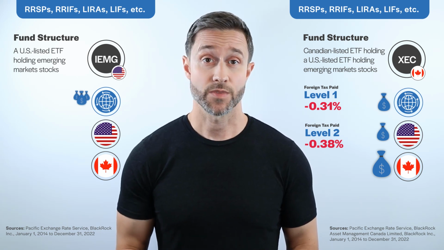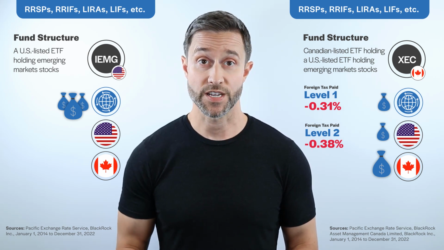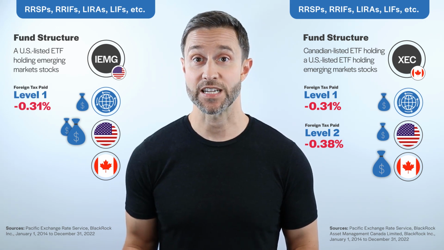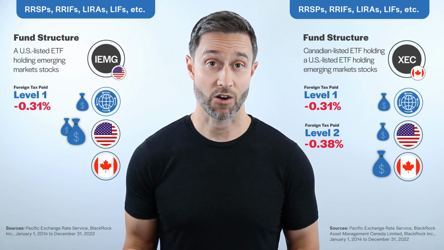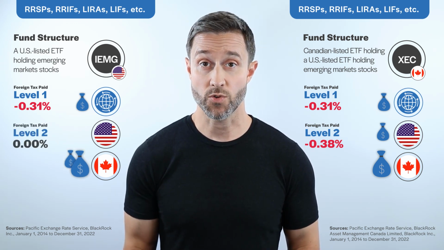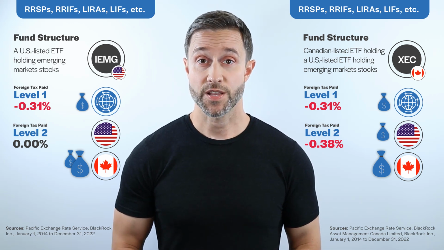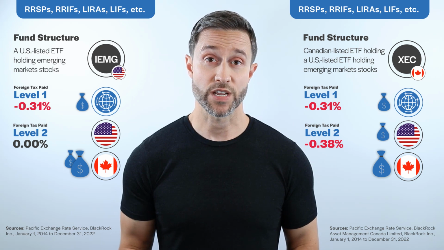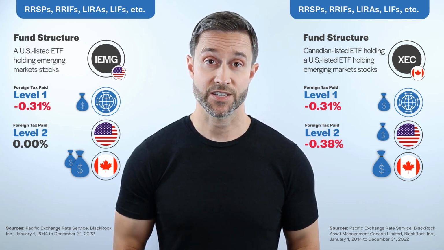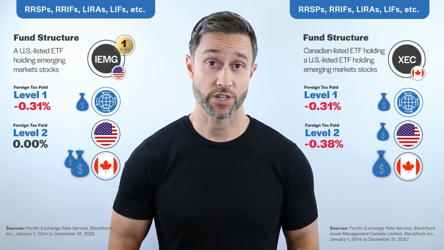In contrast, US-listed emerging markets equity ETFs, like IEMG or VWO, still incur the first level of withholding tax when the foreign companies pay dividends to the US. However, this structure is exempt from the second 15% layer of US withholding tax when held in an RRSP or RRIF. As we've mentioned in the past, that's due to a tax treaty between Canada and the US. And at least from the perspective of reducing foreign withholding taxes, this makes IEMG and VWO superior choices for your RRSP or RRIF.